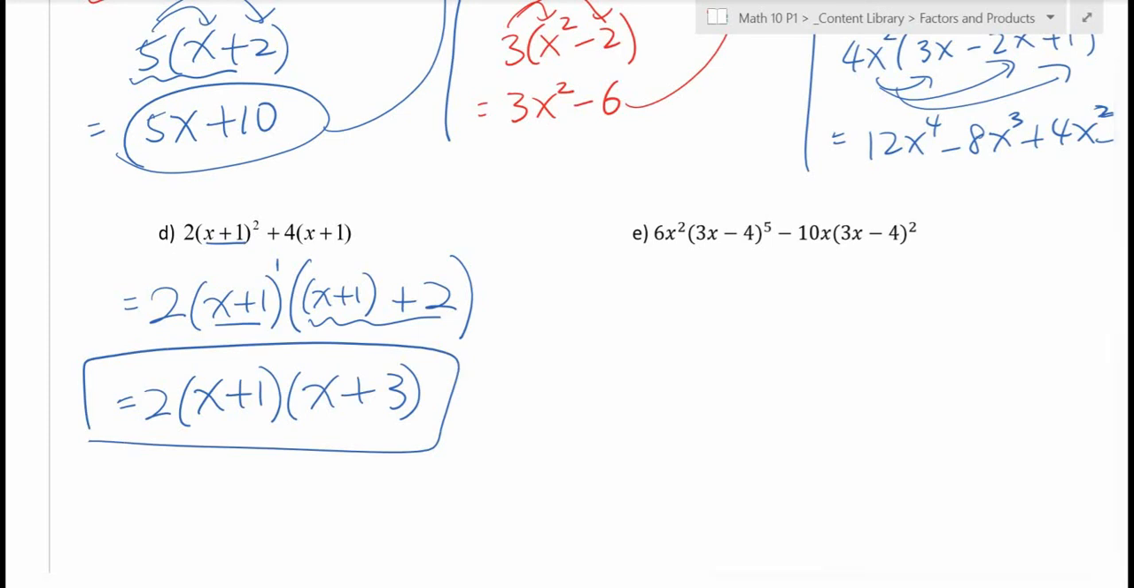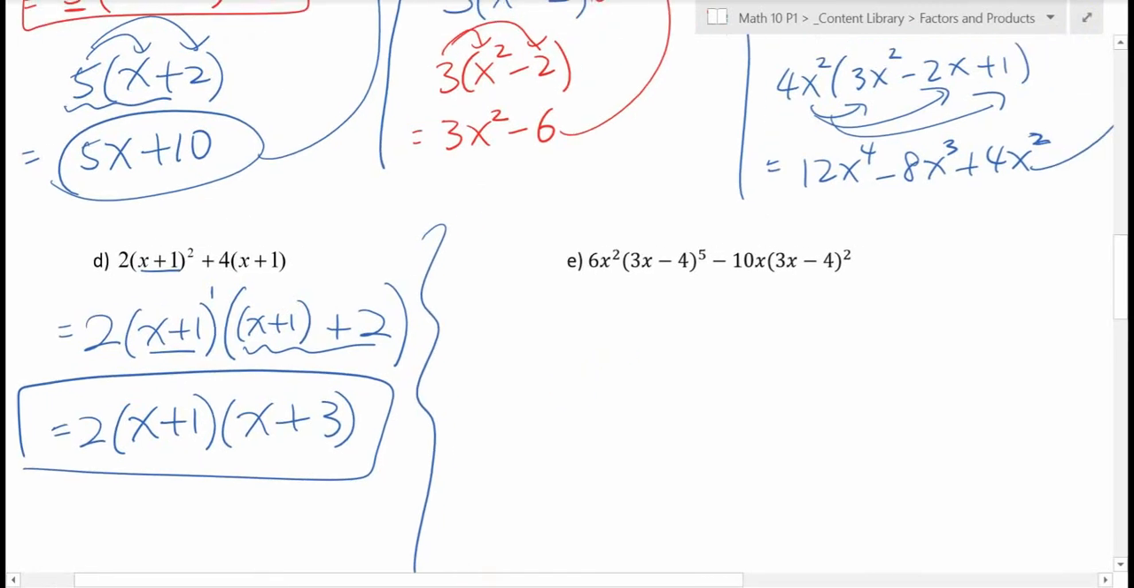I will show you one more with part E, because this one, again, looks somewhat complicated. But again, we have two terms here, because we have one minus sign. So this is our first term, and that's our second term. We have coefficients of 6x squared and 10x. Again, number first. You look at 6, look at 10. The common factor there is 2. You have x squared, you have x, same base, so the common factor is x.